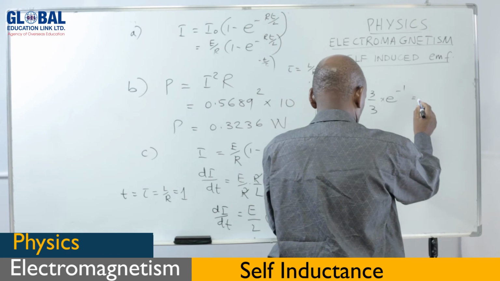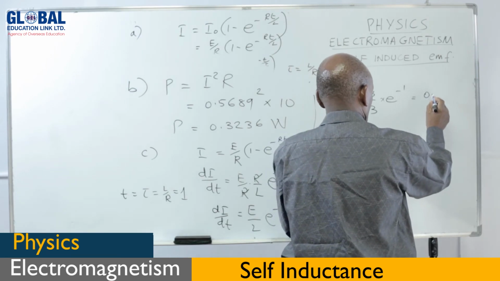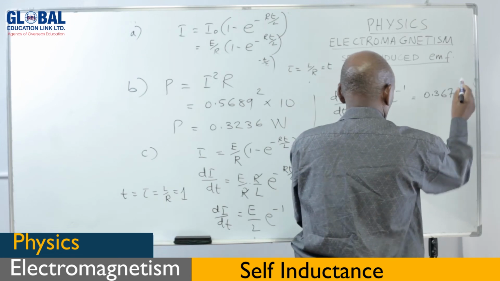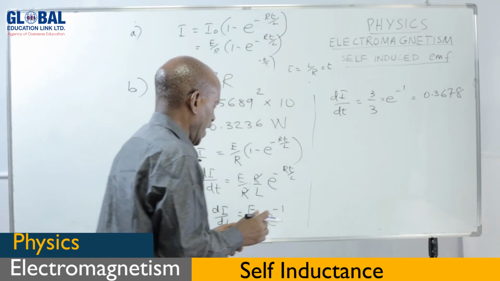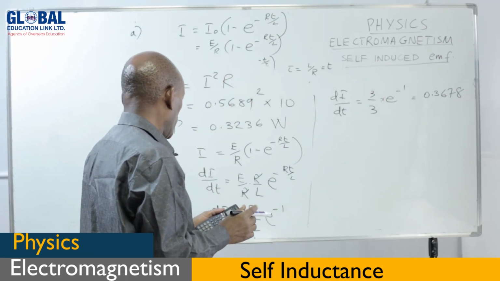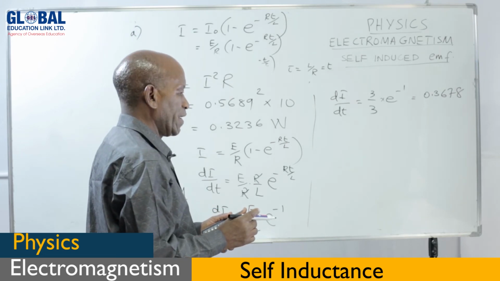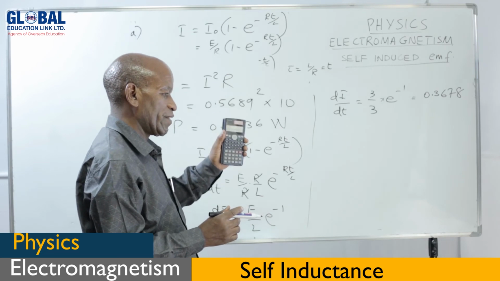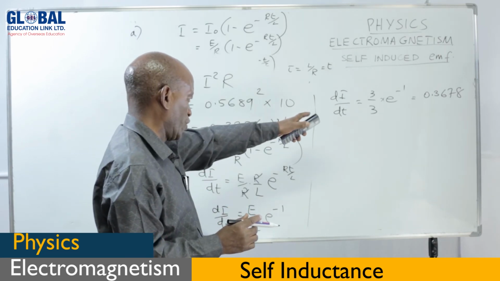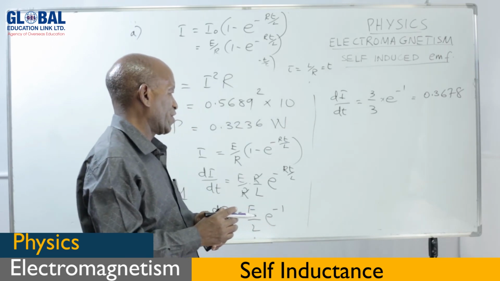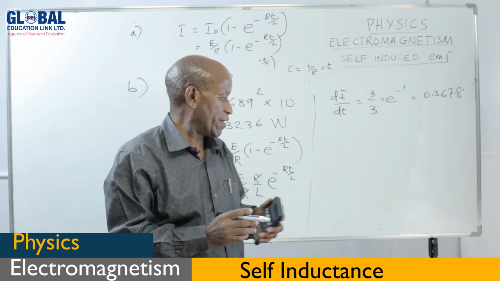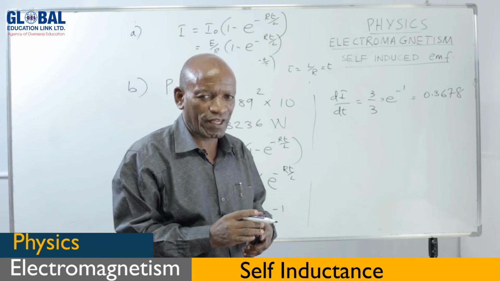So we are going to get 0.3678. This is the di/dt. Having obtained the rate of change of the current, this will help us to obtain our last question.